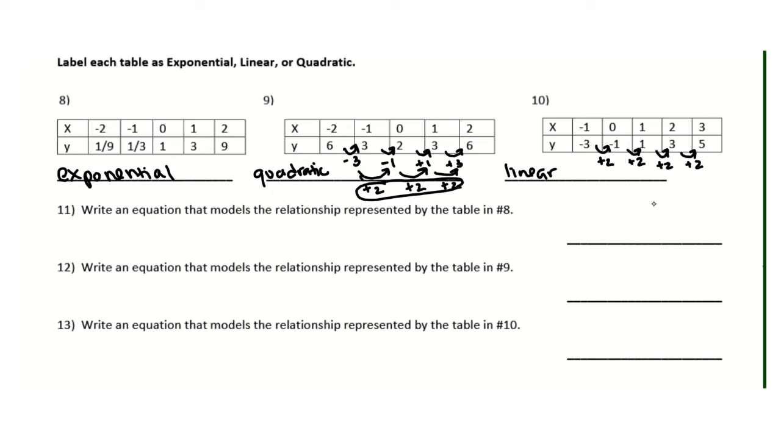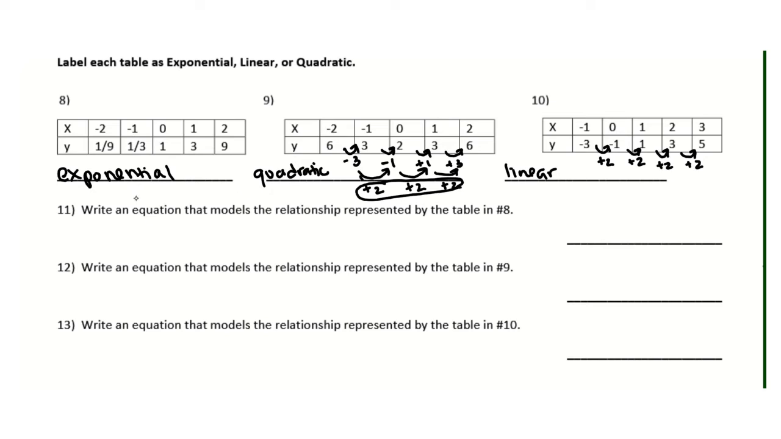Now it says write an equation that models the relationship for the table in number 8. There are so many different ways that you can think about this. I'm just showing you one way. We learned so many different equations, and in math you can do things a million different ways. So this is one way that you could think about number 8.